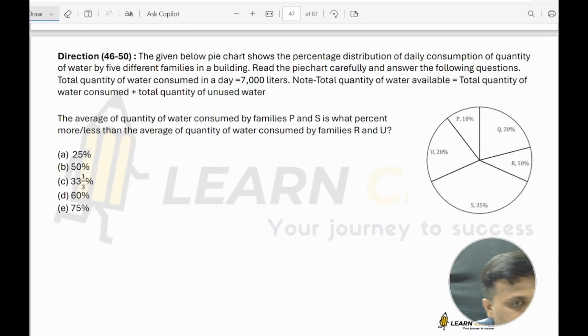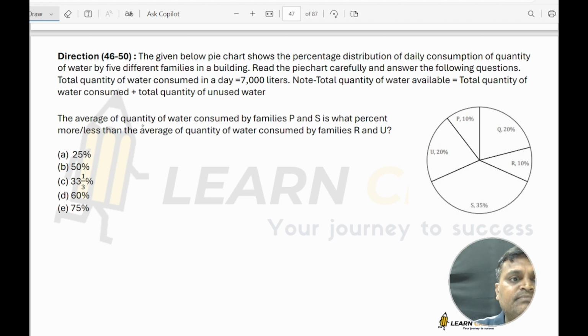Next, the question is based on data interpretation with a pie chart. Total quantity of what does the graph represent? Percentage distribution of daily consumption of water by 5 different families in a building. Read the pie chart and it is given that total quantity of water consumed is 7000. Now total quantity of water available is total quantity of water consumed plus total quantity of unused water.